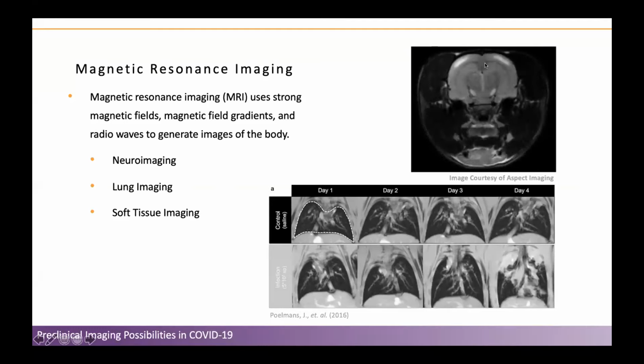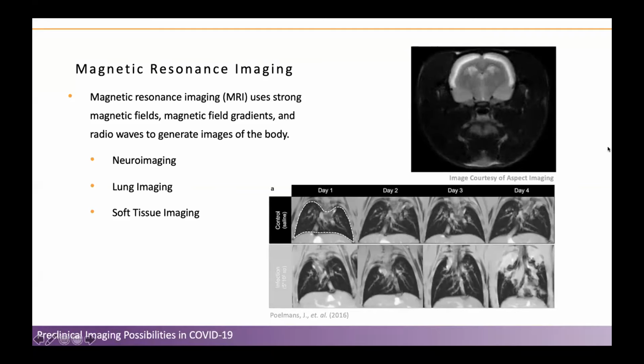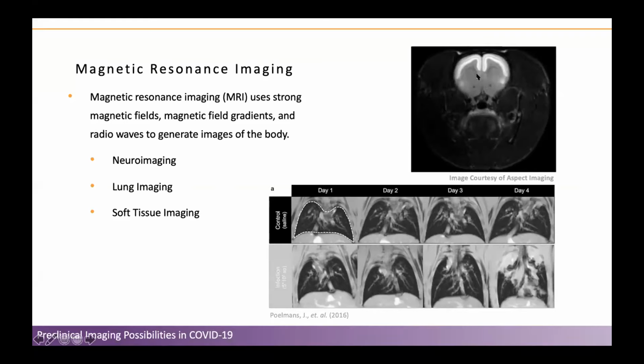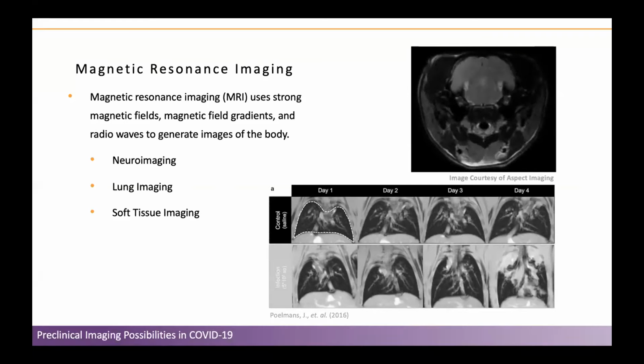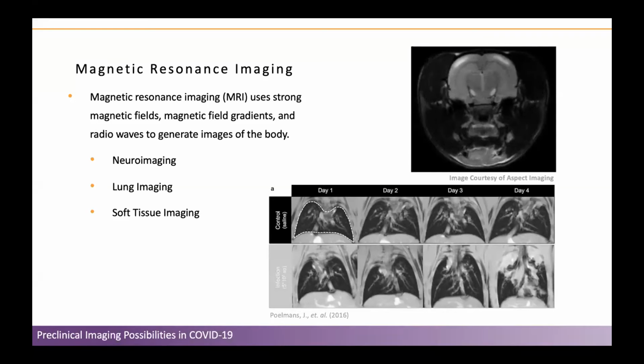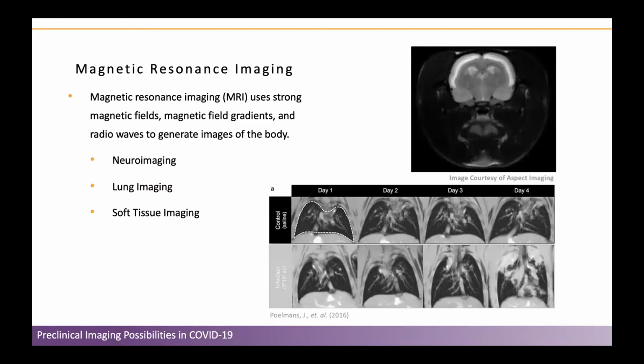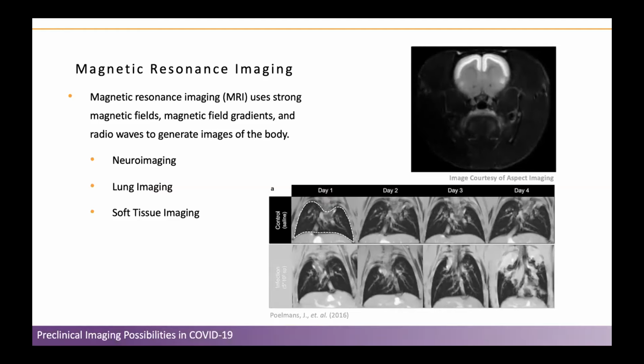You can see really, really nice contrast here. You see the corpus callosum and hippocampus in this image. And this is one of MRI's incredible strengths, the soft tissue imaging and particularly neuroimaging. So if you wanted to potentially study some of the neurological correlates of COVID, perhaps some of those microbleeds in the brain, something like that, MRI would be well situated to look at that, depending on the model you're using.